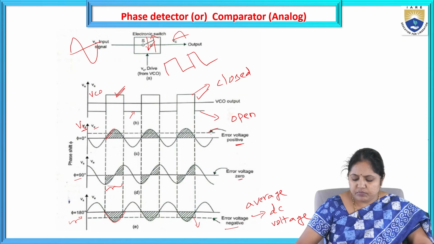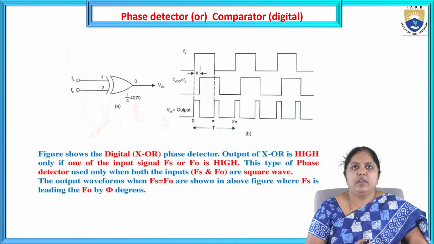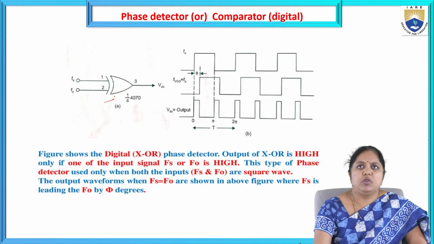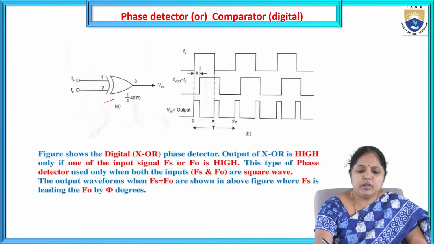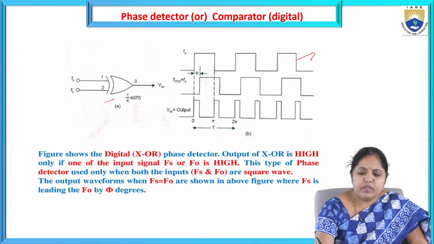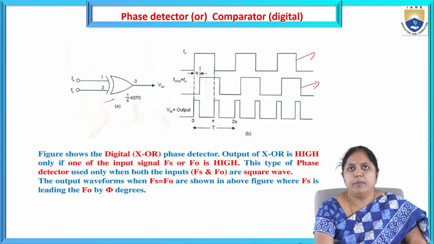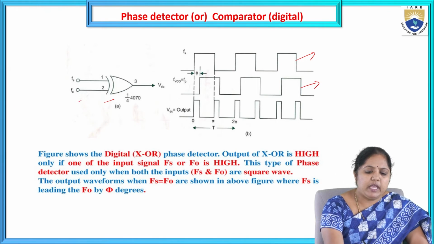In contrast to this, the next part is the digital phase detector. In this digital phase detector, as the physical digital phase detector, we are using the XOR gate. Why are we calling this a digital phase detector? I am giving the input signal which is of digital form, and the VCO output is also a square type of signal. So both are given as the input for the XOR gate.